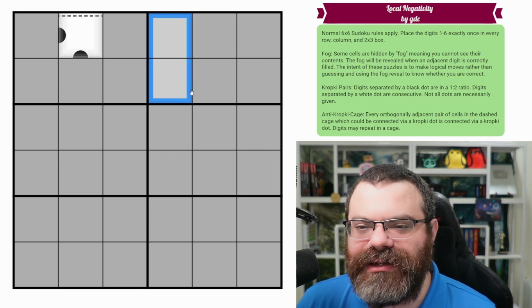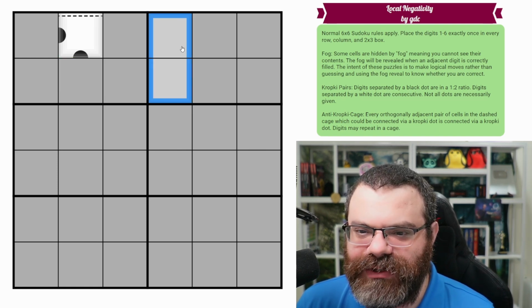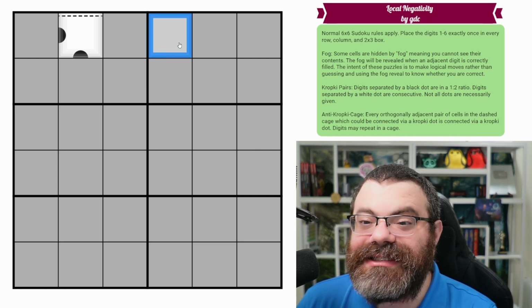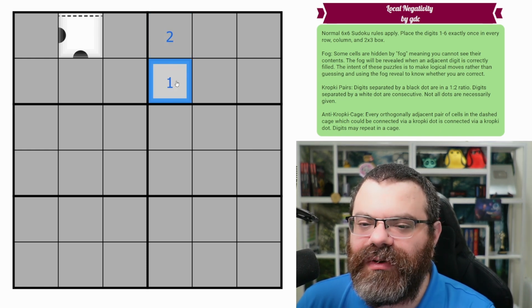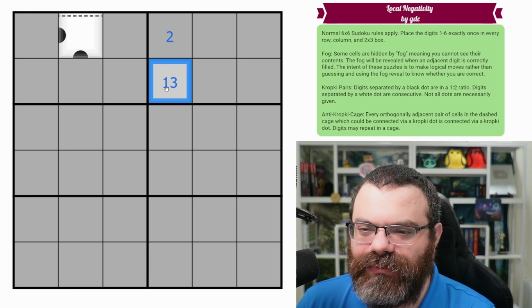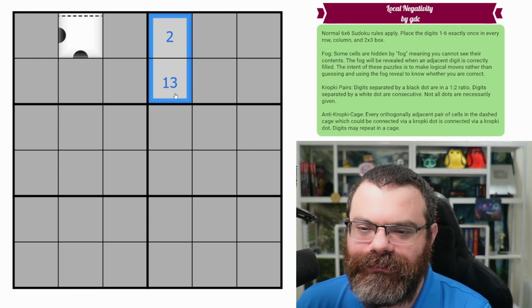Let's just pretend we had white dots between these 2 cells just for demonstration purposes. So if there's a white dot here, that means that they're consecutive. So if this was a 2, this could be a 1 or a 3 because 1 and 3 are consecutive with 2. They have a difference of 1.